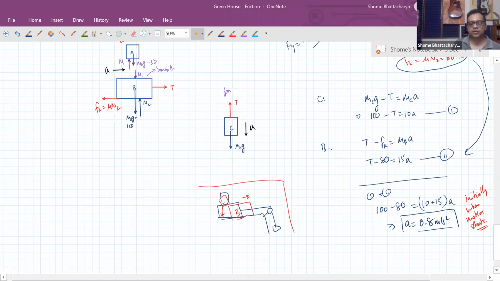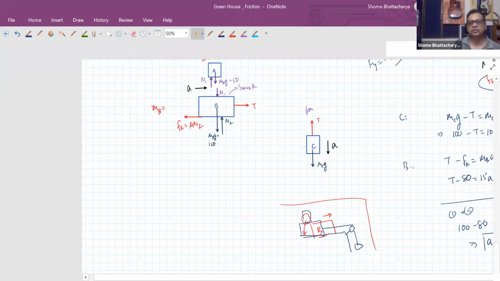Okay, so hope this is 100% clear. No, it's not 20A, beta, because what is the mass of B, Yash? B's mass is only 15 kg, that is A's mass, but A is not moving along with B. You have to understand this.